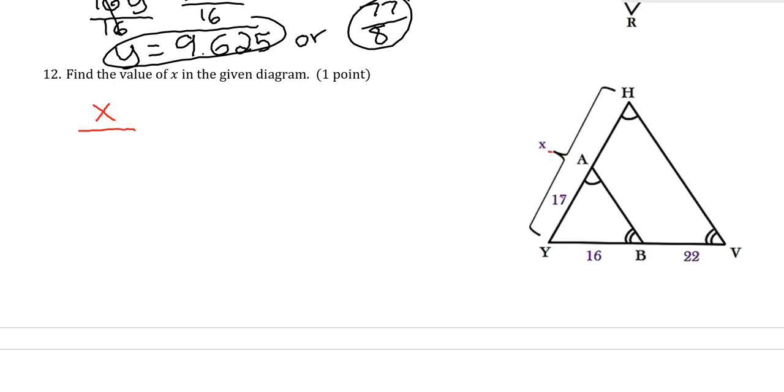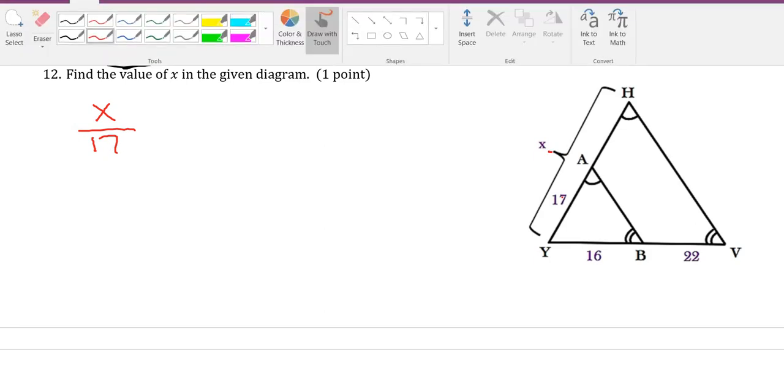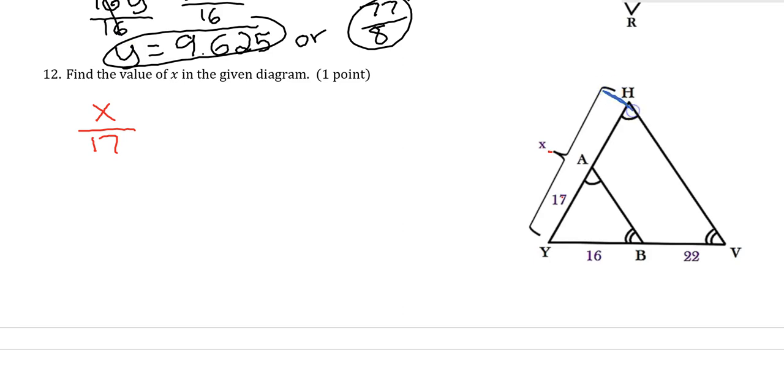X over 17, right? They're on the same side. Then, on the other side, again, x is between this line and here, h and y. So I gotta look between this whole thing, where it goes with x. So I have to add those together. 16 plus 22 is going to give me 38. Okay, so always be looking for, is it just a piece of it, or is it the whole thing? So this equals 38 over, and then 17 was this piece. So on the other side, that's going to be 16.